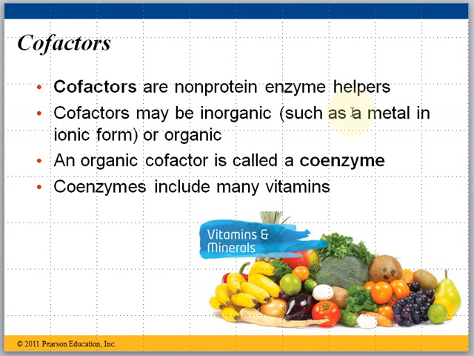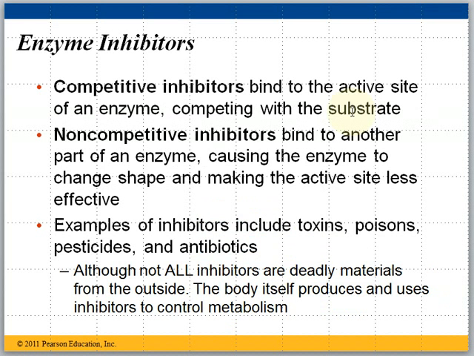So cofactors can be inorganic or organic. If they are organic in nature, they're called coenzymes. Vitamins in the human body or in animal bodies are a good example of coenzymes. A lot of the vitamins and nutrients that you get from fruits and vegetables and things like that are coenzymes. They help the enzyme achieve its purpose or do its job.